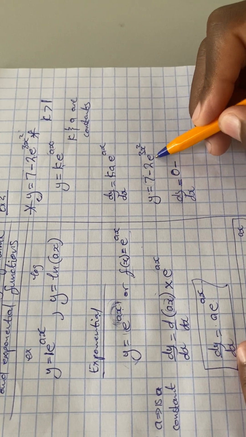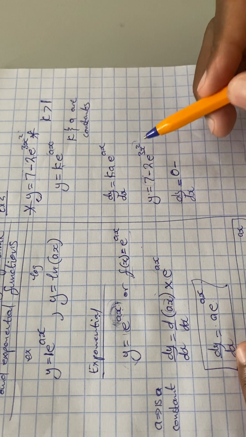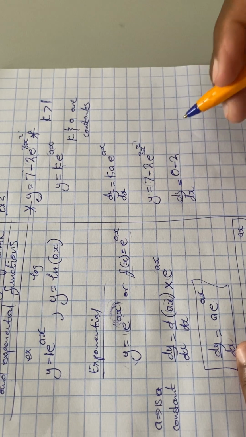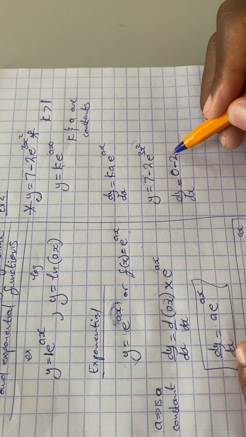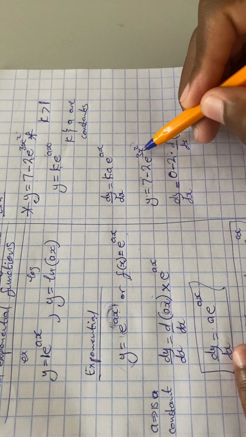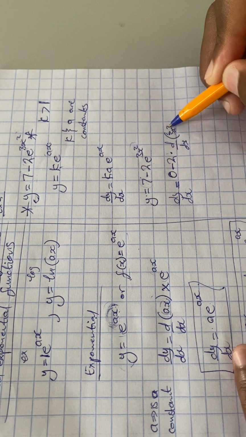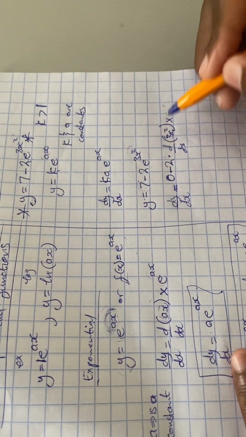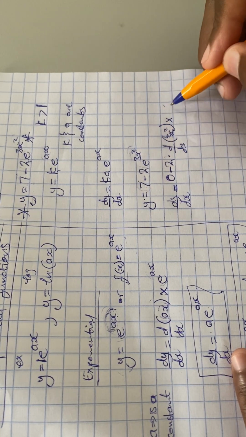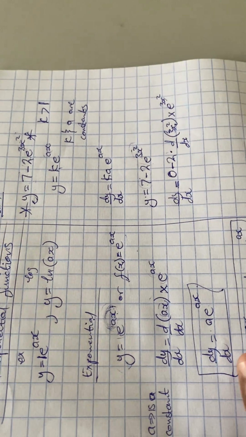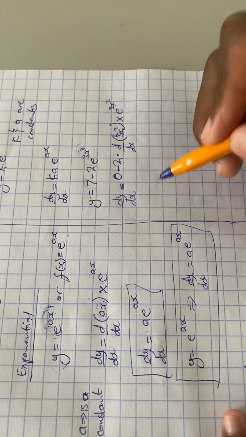And then when you're finding the first derivative of this one, -2 is a constant, so -2 won't be affected. You're going to multiply by the first derivative of the power, which is 3x squared, times the function itself, which is e to the power 3x squared.